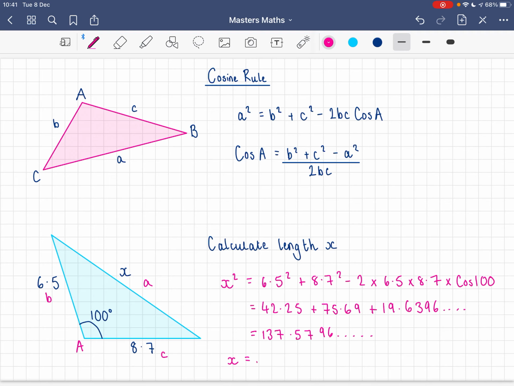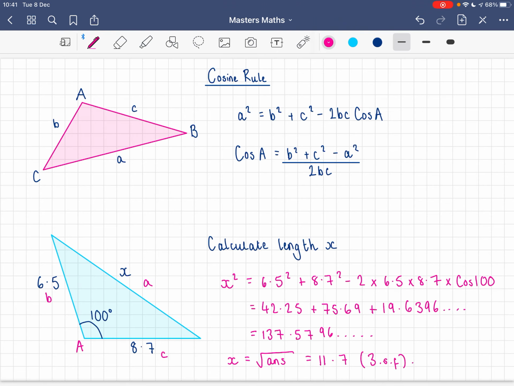X is equal to the square root of that. So we are going to square root that answer. Again, I've left it in my calculator. I'm pressing square root answer to keep it as accurate as I possibly can. And I get 11.7 to 3 significant figures.